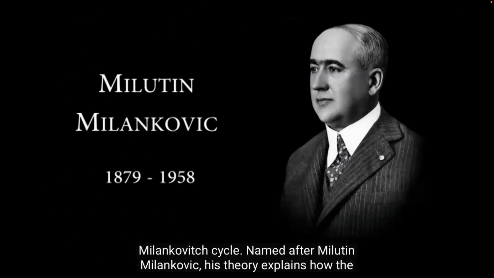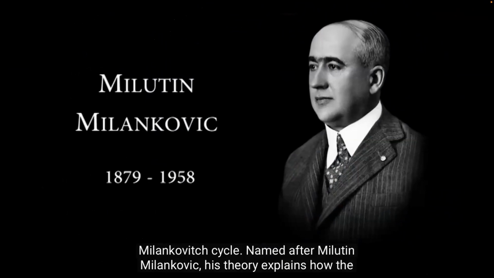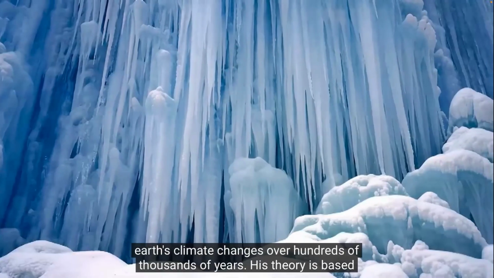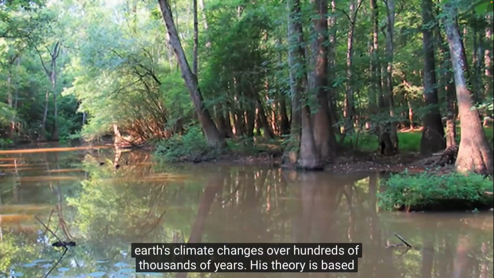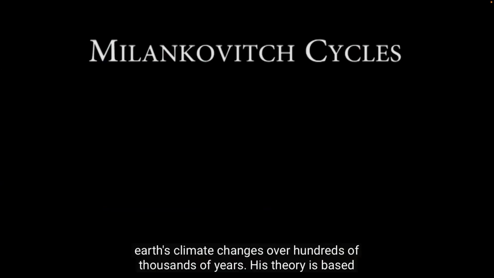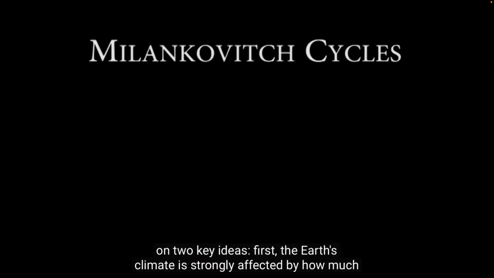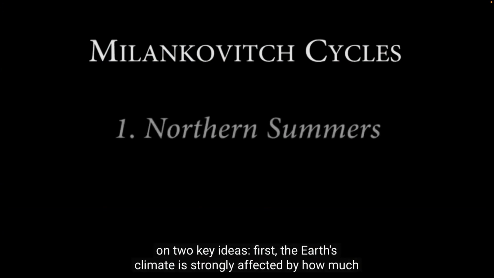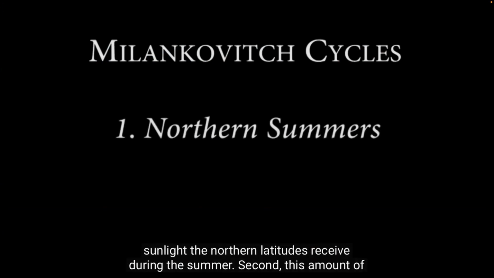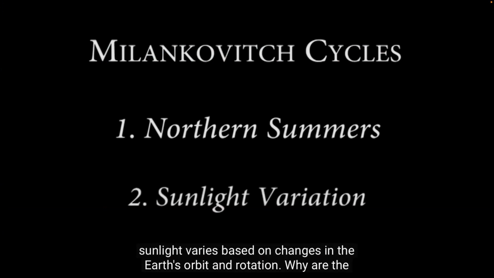Named after Milutin Milankovitch, his theory explains how the Earth's climate changes over hundreds of thousands of years. His theory is based on two key ideas. First, the Earth's climate is strongly affected by how much sunlight the northern latitudes receive during the summer. Second, this amount of sunlight varies based on changes in the Earth's orbit and rotation.